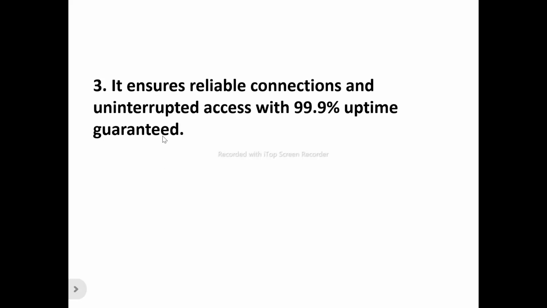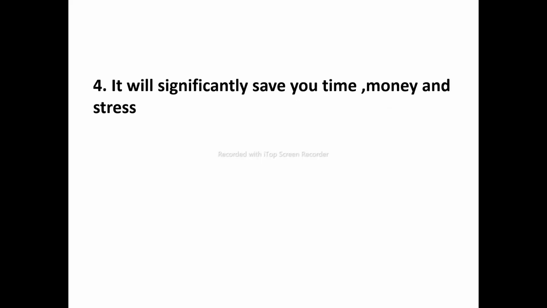Number three, it ensures reliable connections and uninterrupted access with 99.9% uptime guaranteed. When you make use of Omega Proxy, their proxy ensures reliable connections and uninterrupted access, which means that whenever you are using proxies from Omega Proxy, whether you want to do web scraping or any other type of online task, there will be no interruption in your access, and it ensures that your connection is stable in order to enhance your efficiency and productivity.